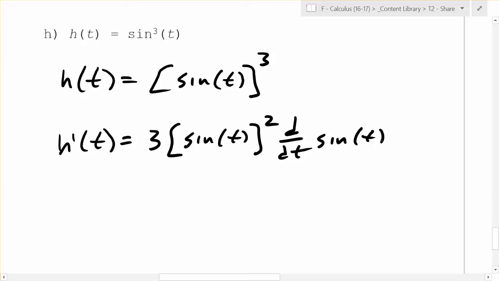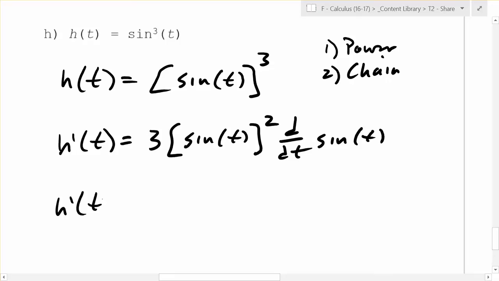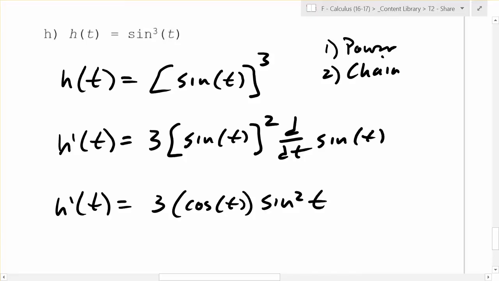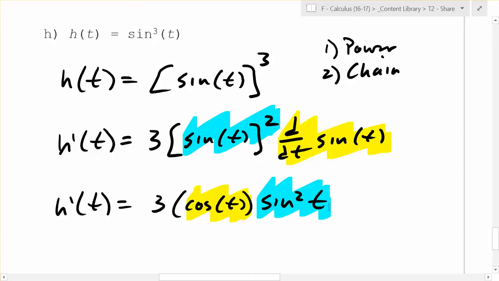So I'm not done yet. What rule did I use? So this is first the power rule. That was the first differentiation rule. Like, what's the derivative of x squared? 2x. That's the power rule. But now we have to apply the chain rule. What is the derivative of sine? So if I were going to write this, I would write this as 3 times cosine t times sine squared t. This derivative right here is there, and then this just stayed like that. I just rewrote it a little bit.